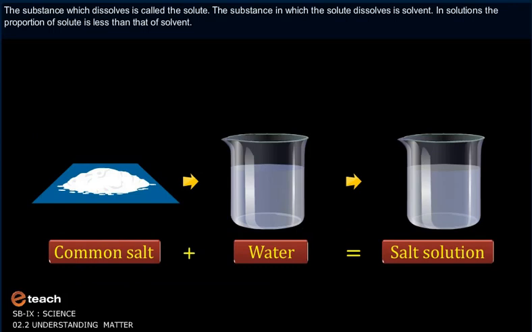The substance which dissolves is called the solute. The substance in which the solute dissolves is the solvent. In a solution, the proportion of solute is less than that of solvent.